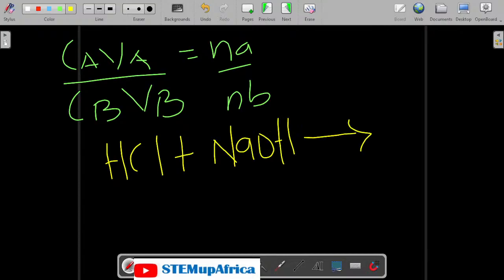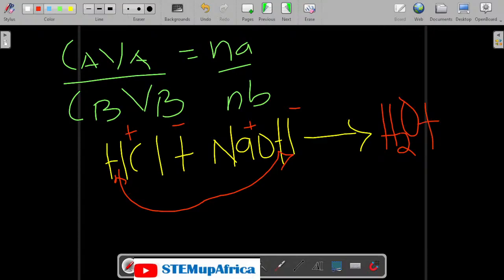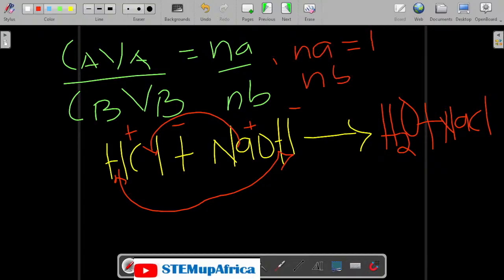In the same manner, identify the cations and the anions, positive, negative, positive, negative. So the positive one will combine with this negative to form H2O, plus positive one combined with this negative to form sodium chloride. So if you look at the equation, it's already balanced. So the point is, the mole ratio of acid to base is 1:1. It simply means that my Na is 1, my Nb is 1.